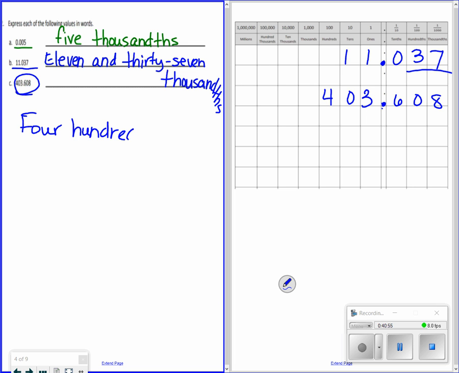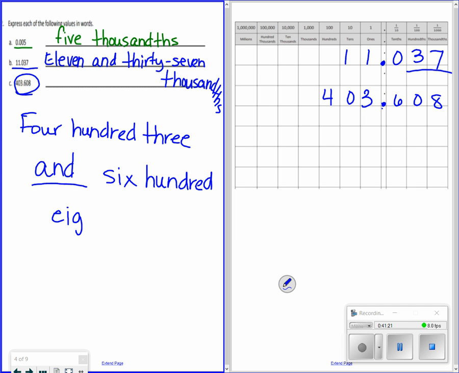403. That's how you say it. How you're supposed to say it. 403. I know it's going to be really hard for you to stop doing it. I know, I get it. I'm sorry. 403 and 608 thousandths.